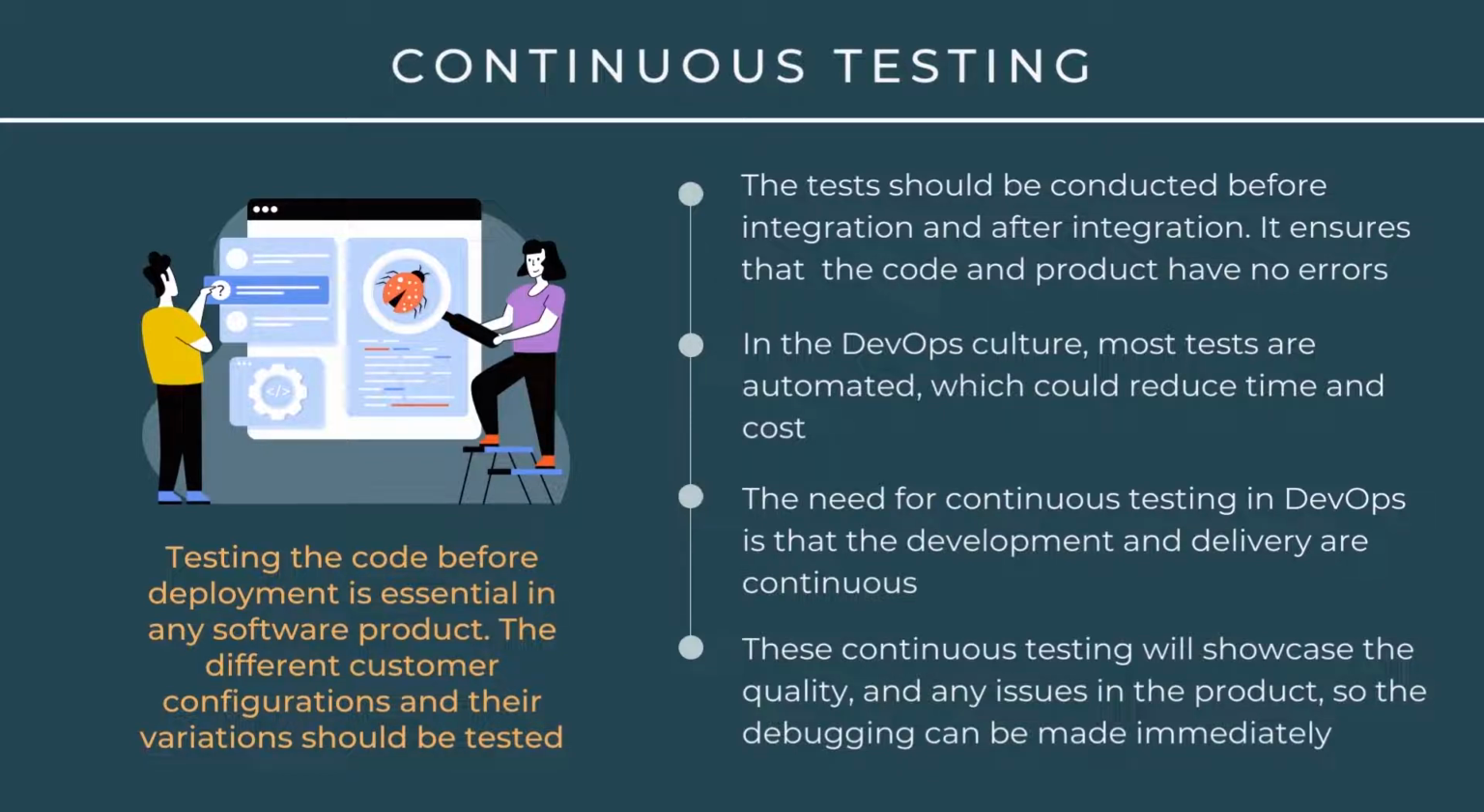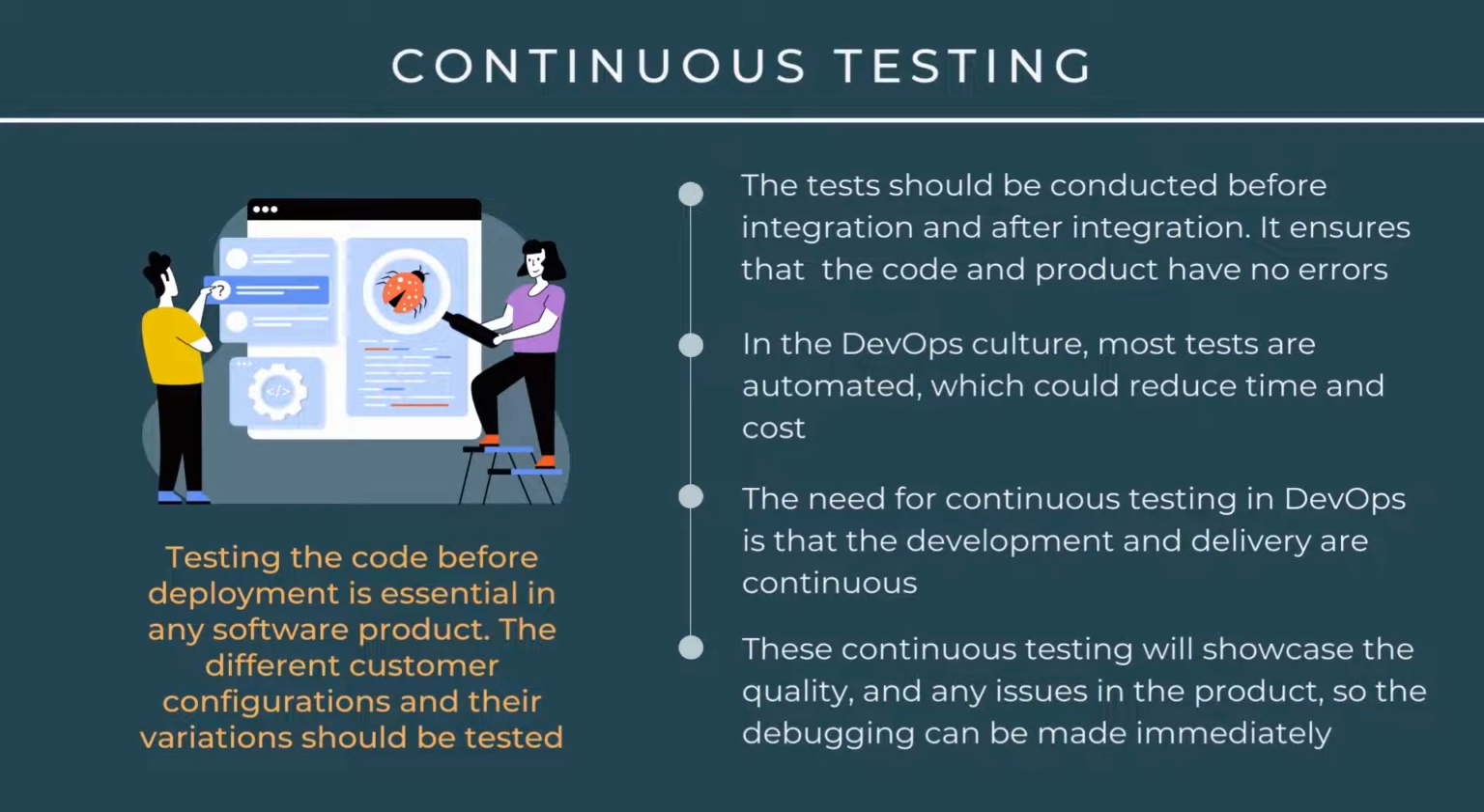The tests should be conducted before integration and after integration. It ensures that both the code and product will not have any errors. Based on the size of the product and the time availability, the test resources can be scaled automatically. In the DevOps culture, most tests are automated, which could reduce time and cost. The need for continuous testing in DevOps is that the development and delivery are continuous, and hence they have to be tested before and after integration.